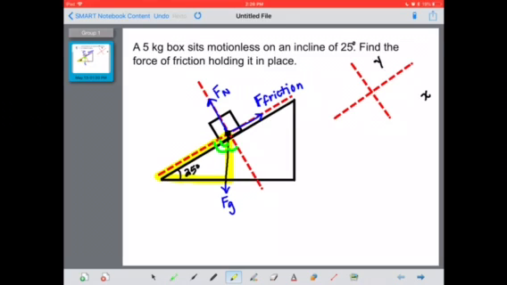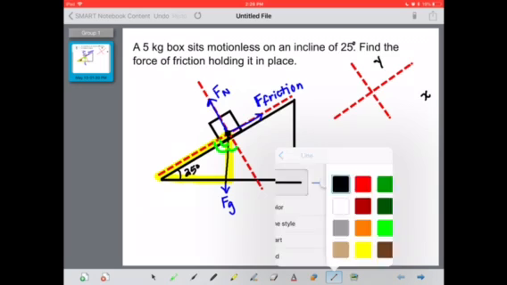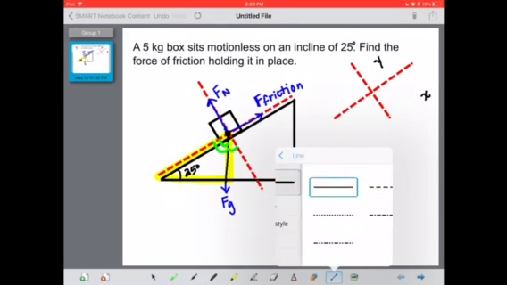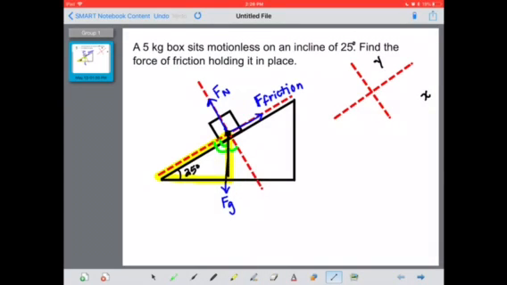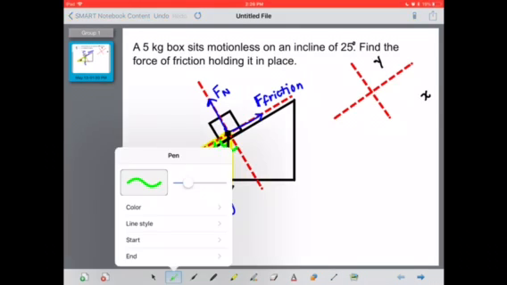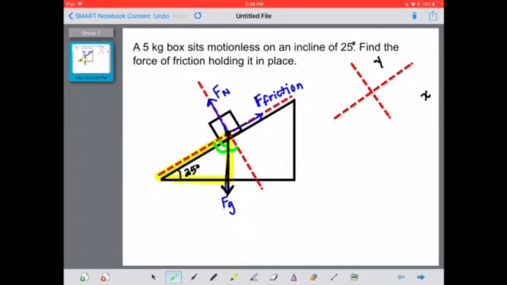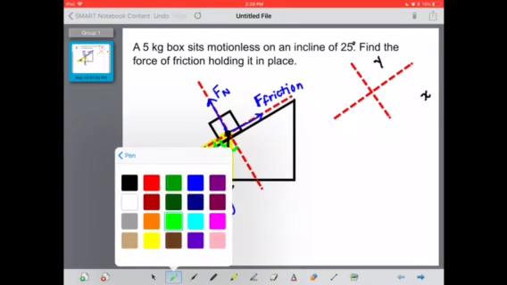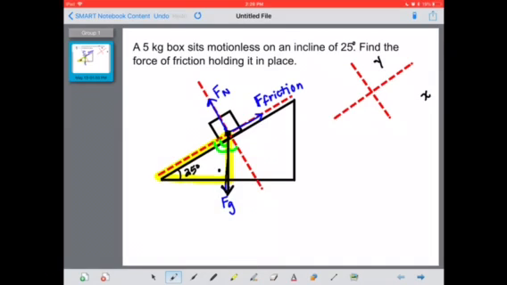Now, I should have drawn this force of gravity a little bit more straight. I'll try to correct that right now. Your force of gravity should be vertical like this. The reason I pay close attention to that is because if my force of gravity is directly vertical, it intersects with the base of this incline at a 90-degree angle. So what I'm looking at with this yellow triangle is a perfect right triangle.